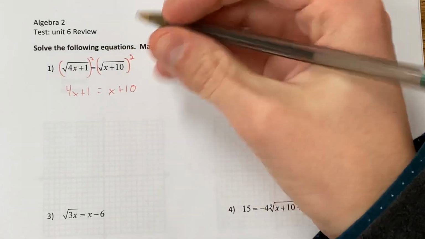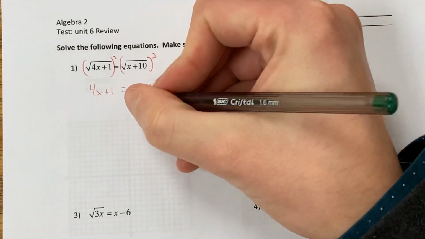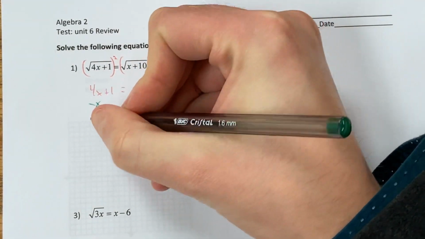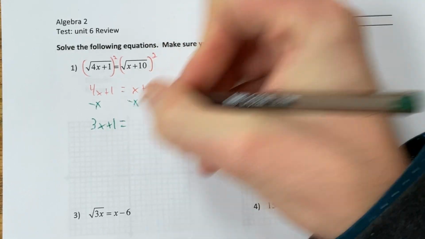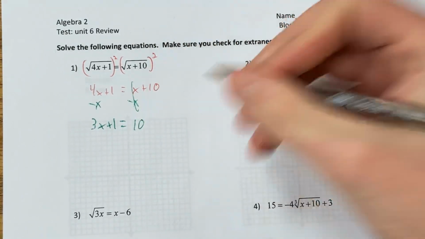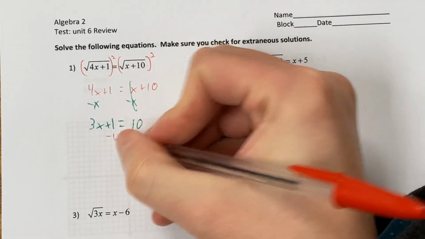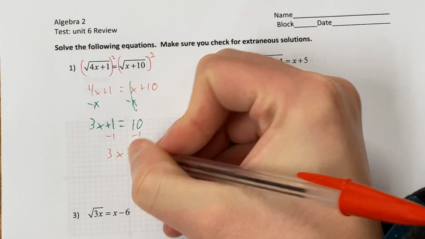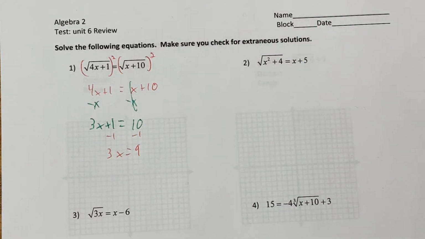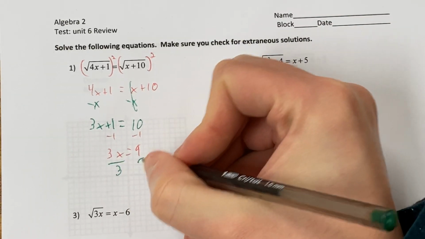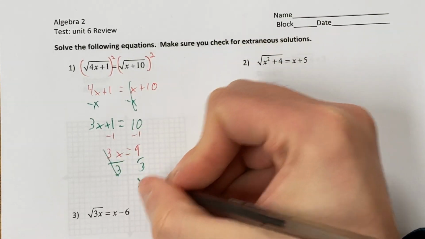So you have to get x on the same side. We'll subtract an x to get 3x plus 1. That goes away, equals 10. After that, subtract 1 from both sides, and you get 3x equals 9. And then divide by 3, cross that out, and you get x equals 3.